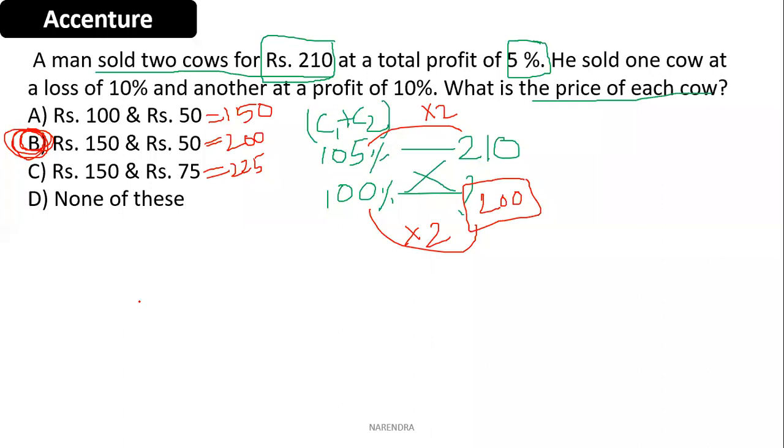Few people will explain this in even 20 or 15 lines, but it is not required. Just a simple observation: 105 times 2 is 210, 100 times 2 is 200. If you know this logic, there is no need for pen and paper. You can easily calculate this in your mind. 105 double, 100 double. Where are you getting 100? Simple. Note this down, all of you.